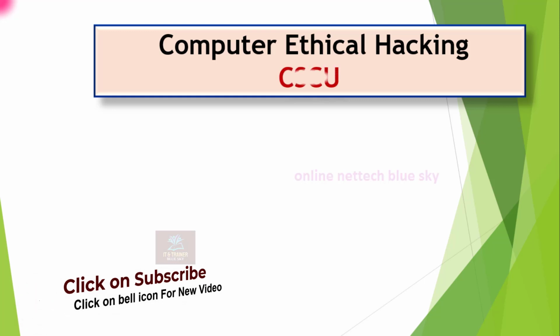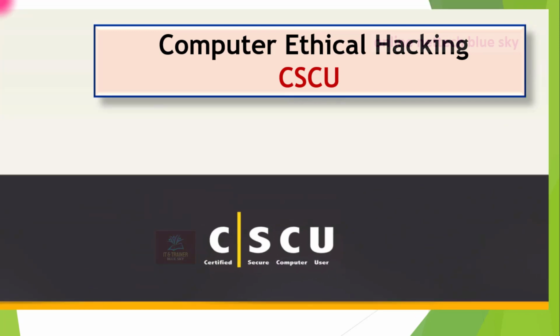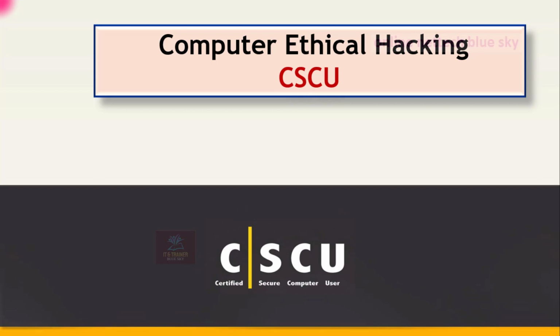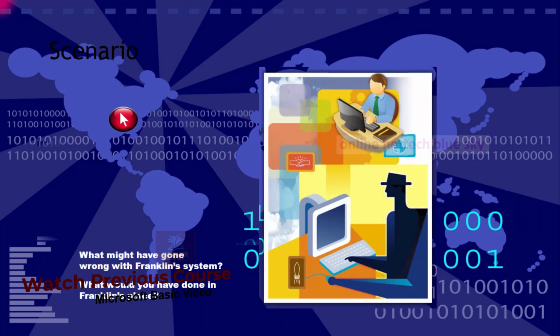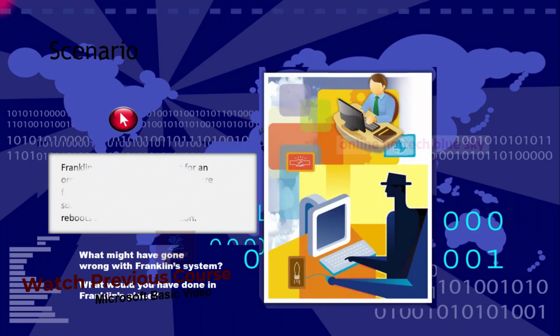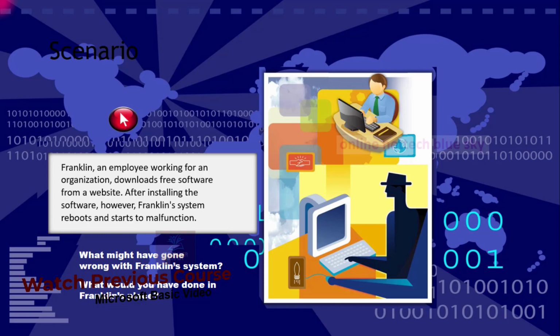So what is the CSCU system? I already told you in my previous video. This is very important to understand from the previous video. The CSCU system is very important for your security. Certified Secure Computer User is one very important part of computer ethical hacking. In the last previous video, I gave an example scenario related to Franklin employee systems.